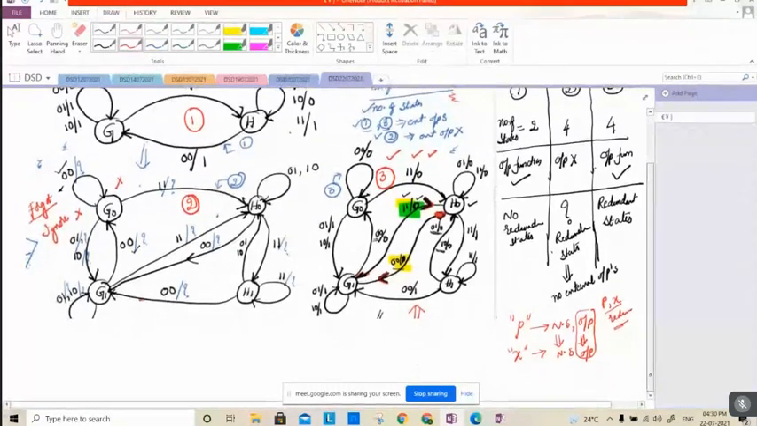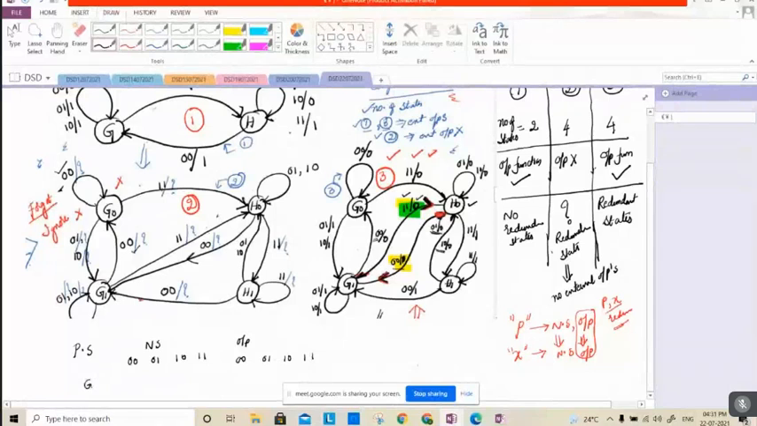Can you draw the state table for the second one? No, sir. Why no? Have you tried? Present state, next state condition. AB is equal to 00, 01, 10 and 11. Then output for 00, 01, 10 and 11.